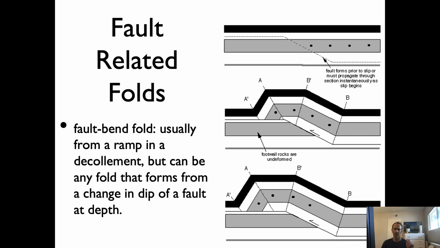You can also get what we call fault bend folds. These are usually from what we call a ramp in the detachment fault at depth, where the fault is flat, it starts to ramp up through the topography a little bit and then flattens out again, and you get a fold forming above that. So at the surface, you see these folds, and you can infer based on some criteria I'll show you in the next slide that these are active folds and that there's a fault down beneath, but you wouldn't really know the specific geometry of the fault at depth without getting subsurface data of some sort.